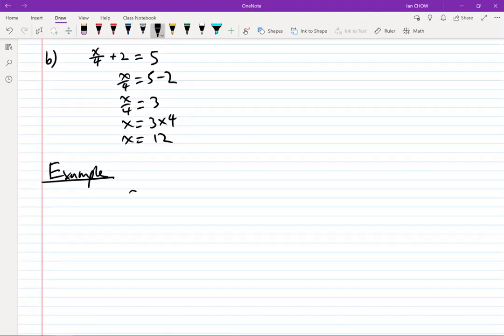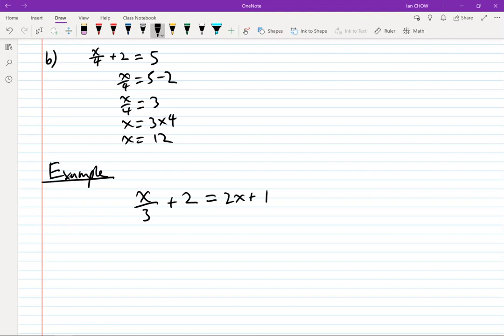So let's say we had x over 3 plus 2 is equal to 2x plus 1. Now we've come into a situation where there are x's on both sides, there are fractions involved, and also normal coefficients involved. So how do we actually do this?